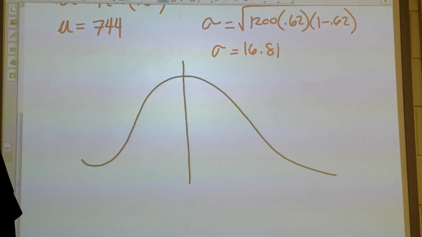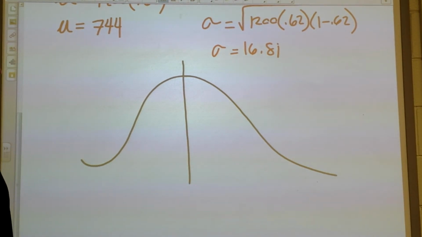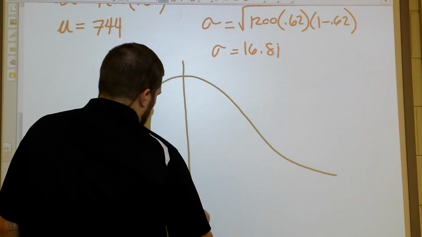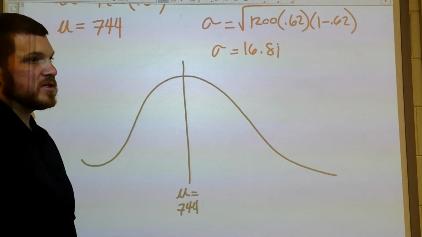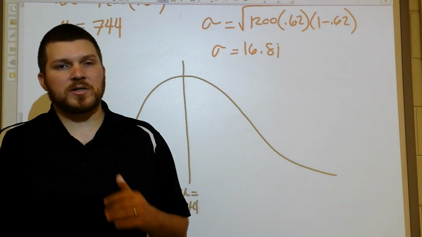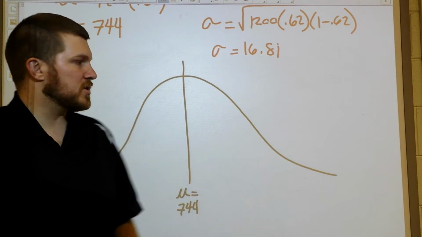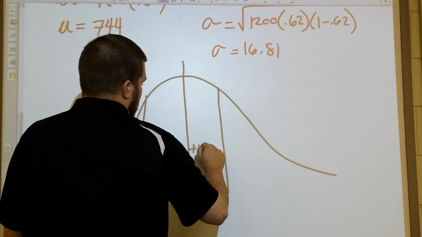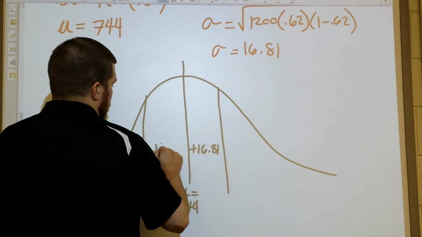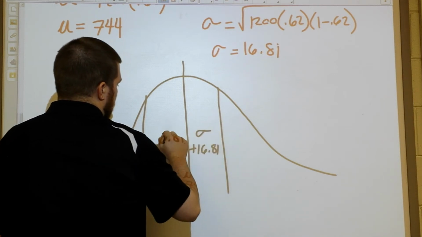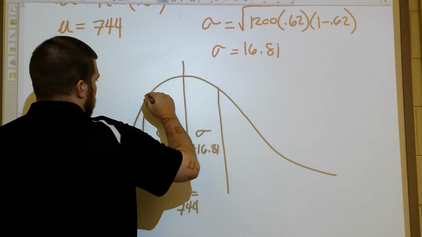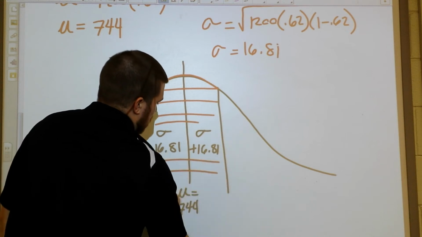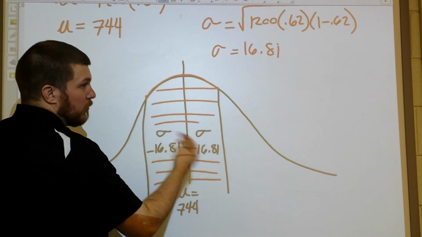And what I want to do first is draw a 68% confidence interval, which means I'm going to take my mean, which is always in the middle, which was 744. And a 68% confidence interval, again, we're using the 68, 95, 99.7% rule, which means 68% means 1 standard deviation. So I'm going to go plus 16.81 above and minus 16.81 below. That's 1 standard deviation. Within that range of values, I'm 68% certain that what I'm saying is true.